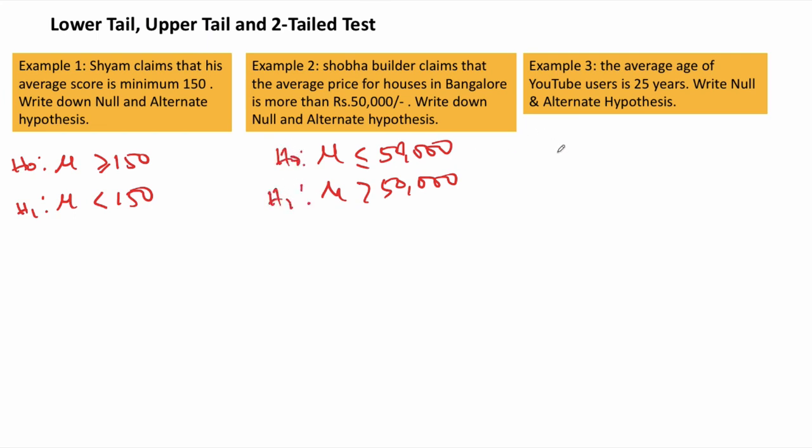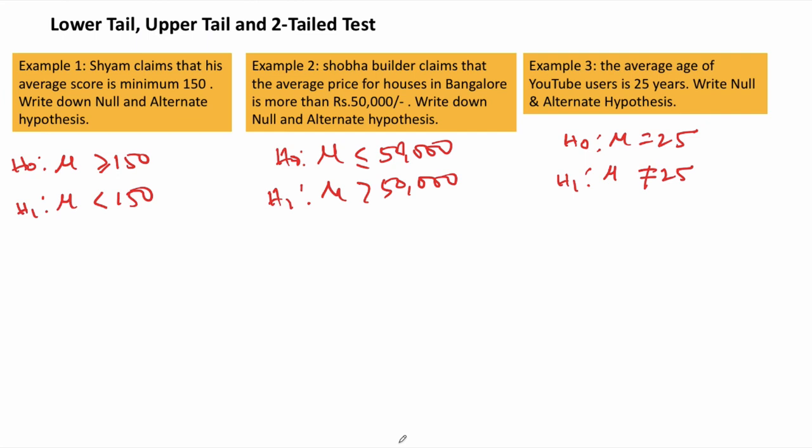Great. And in the third example, that YouTube example, the average age of YouTube users is 25 years. So I can say mu equals 25 years exactly, and another claim is mu is not equal to 25 years. Correct? These two claims happen, and as the equal sign is here, I will say the null hypothesis is this one and this one will be the alternate hypothesis. Clear? So for these three examples we have correctly constructed the null hypothesis and the alternate hypothesis from the given data, right?